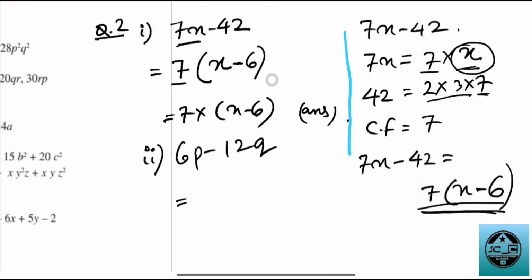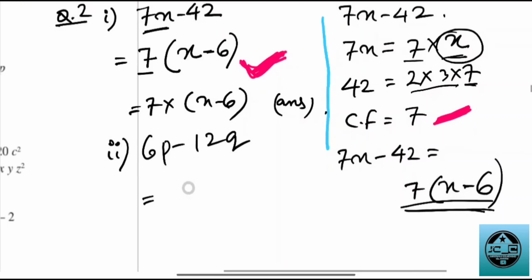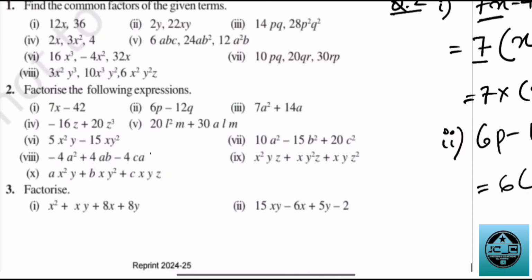It is actually the same thing. The procedure and mechanism are the same, but directly you would be doing this. Let's move to the undone one. 6p minus 12q. We know that the common factor here is 6. We have p minus 2q. Clear? Then the third one we have 7a square plus 14a.